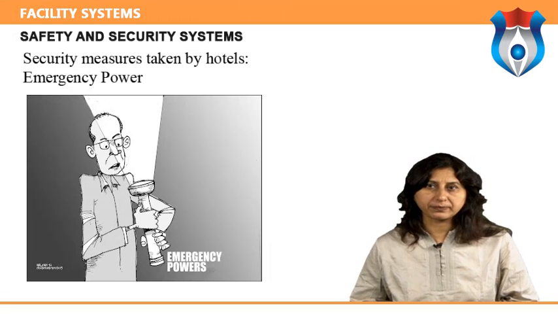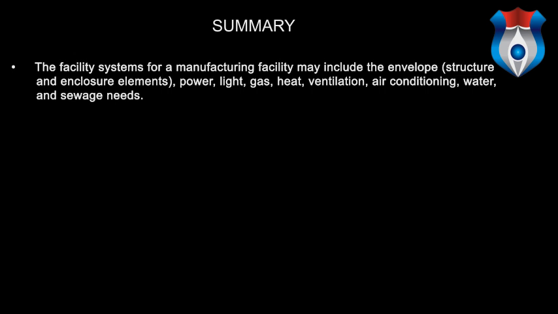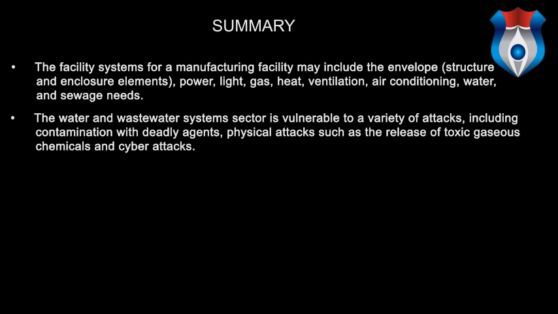Now, in the end, let us summarize what we have learned in this lecture. The facility systems for a manufacturing facility may include the envelope, structure and enclosed elements, power, light, gas, heat, ventilation, air conditioning, water and sewage needs. The water and wastewater systems sector is vulnerable to a variety of attacks, including contamination with deadly agents, physical attacks such as the release of toxic gaseous chemicals, and cyber attacks.